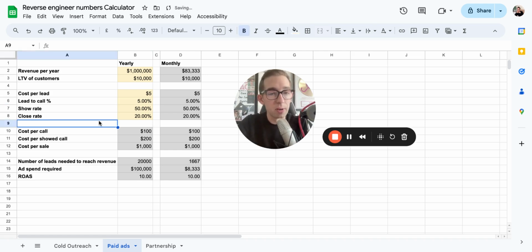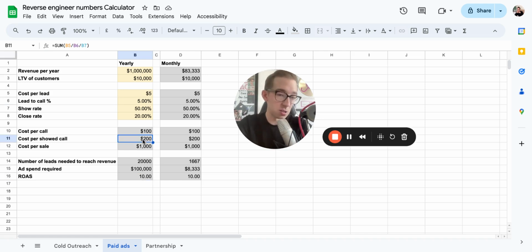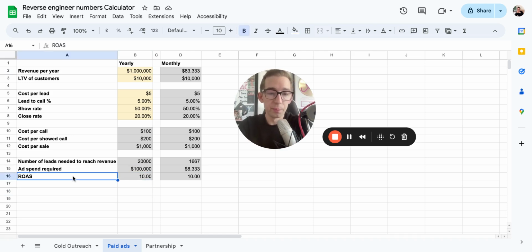So let's say our lead to call ratio goes to 5% instead. But you'll notice a $5 cost per lead and a 5% lead to call ratio is actually more profitable overall, because our cost per show call now goes down to $200 instead of $400, and it gives us a 10x return. It means we can halve the amount of spend and double the profitability of the business. If you knew you were getting a 10x return, how quickly would you scale that? The problem is, a lot of the time when things are working, people just don't spend enough.